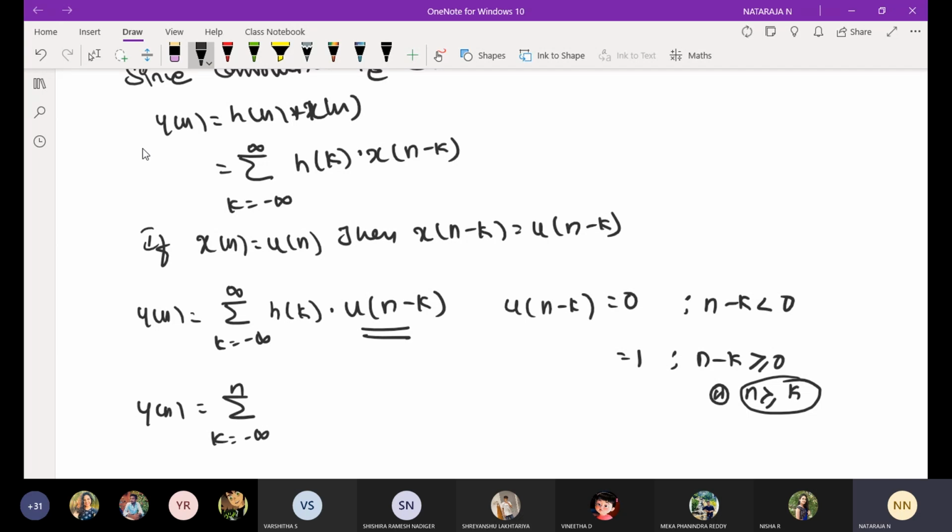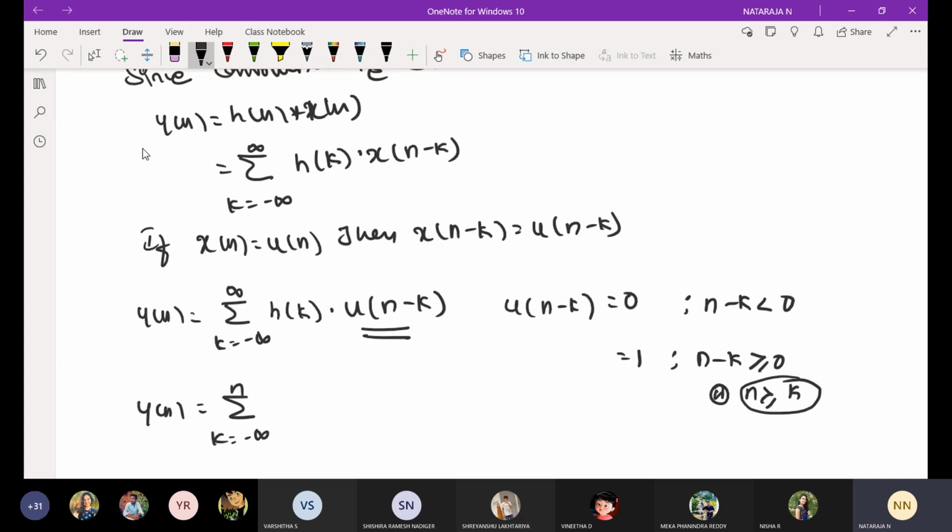k will vary from n is greater than or equal to k. k will vary from minus infinity to n. It will not vary up to plus infinity. It will stop at n. Why? Because based on the condition, n minus k is greater than 0 when n is greater than k, or k is less than n. Based on that condition, I can limit from minus infinity to n.